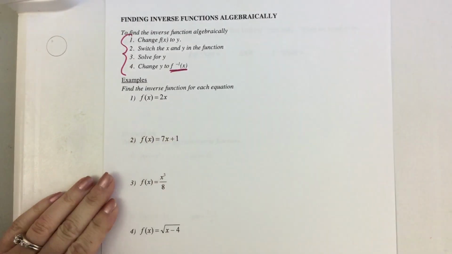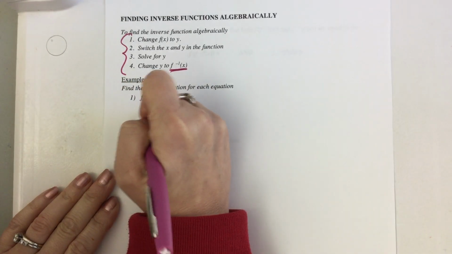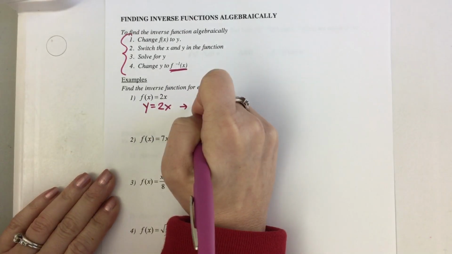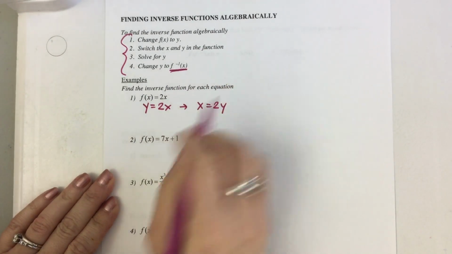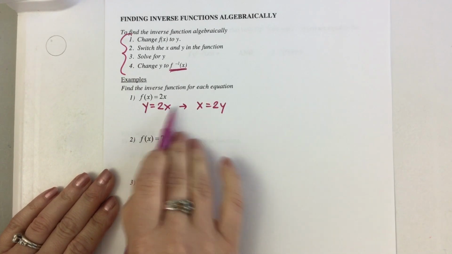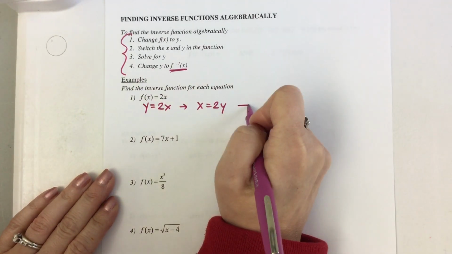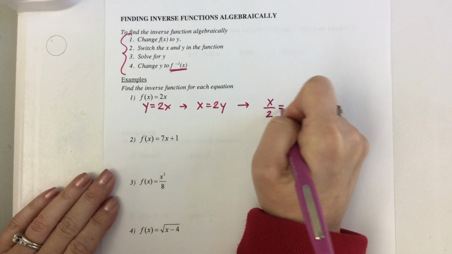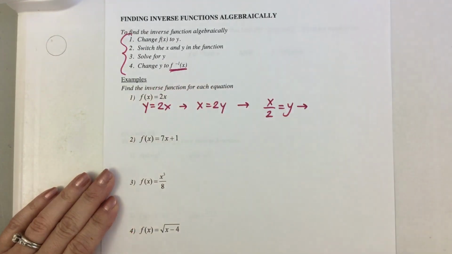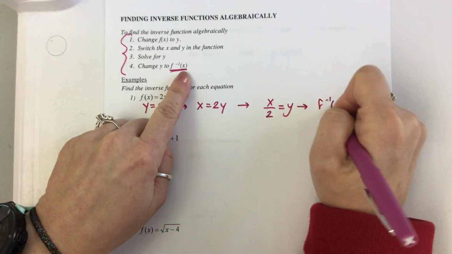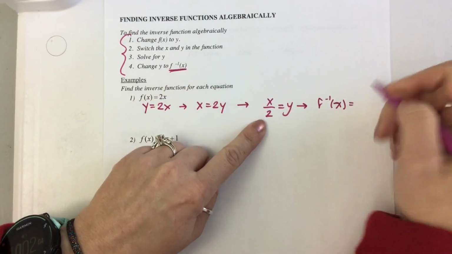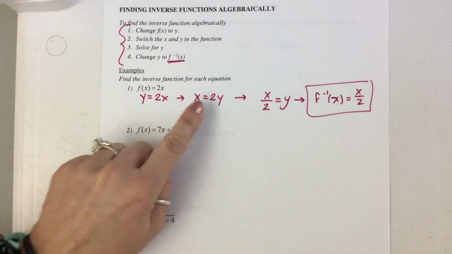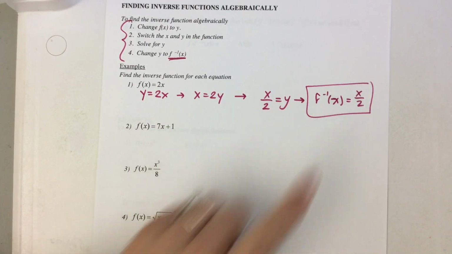So let's go ahead. If f of x equals 2x, step 1, change f of x to y. Step 2, switch x and y. So what was y is now x, and where x was, that's now y. Step 3, solve for y. So I'd have to divide both sides by 2. So x over 2 equals y. Last step, change y to that notation. So our inverse function of x equals x over 2. Put a y in the problem, switch the x and the y, solve for y, show that it's an inverse.